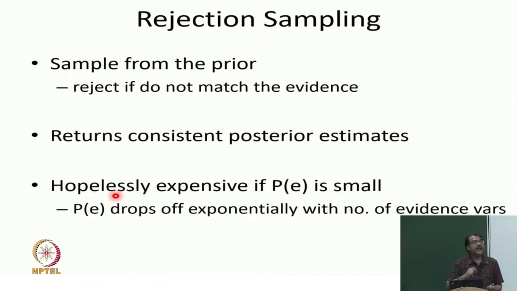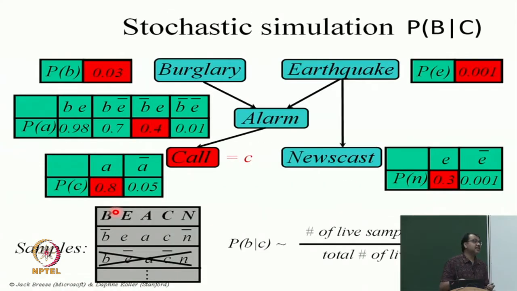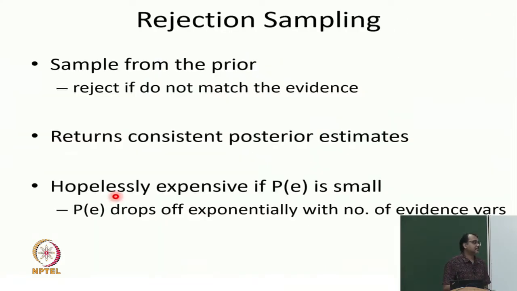So, if I have too many evidence variables, like my question is the probability of query given E1, E2, E3 up to En, and there are so many evidence variables, and I am saying E1 should be true, E2 should be false, En should be true, whatever. So, I have given a very specific assignment of these n evidence variables. Then the probability that I am going to get exactly those evidence variables in that specific configuration is going to be extremely small, and so most of the samples are going to get rejected. So, that is the issue with rejection sampling.